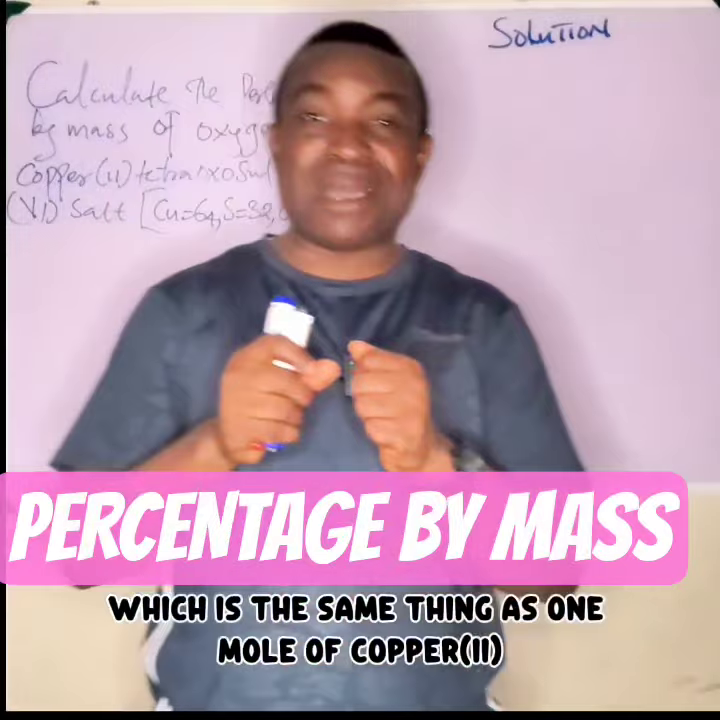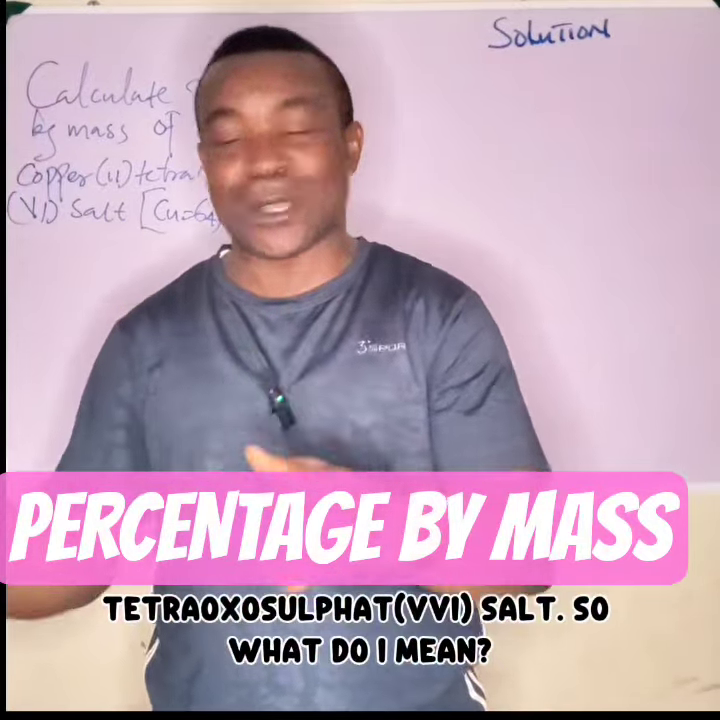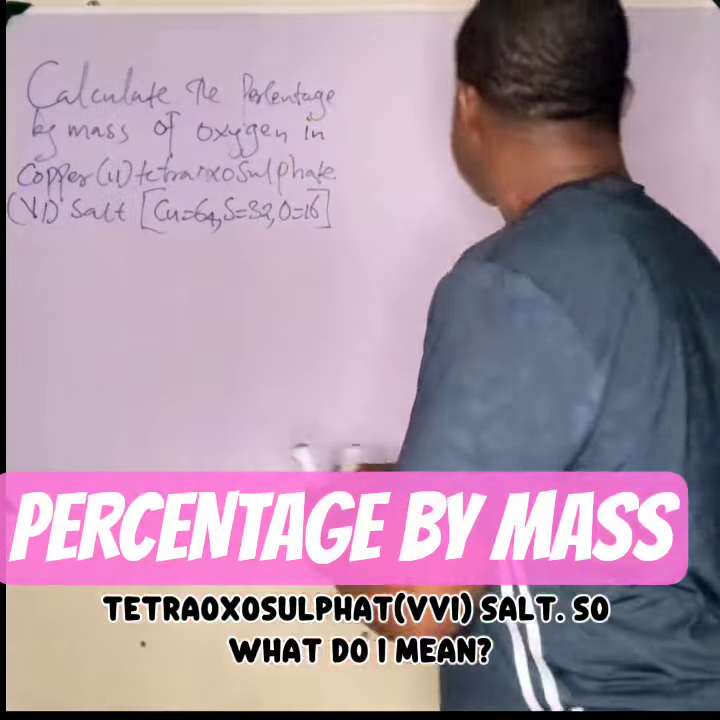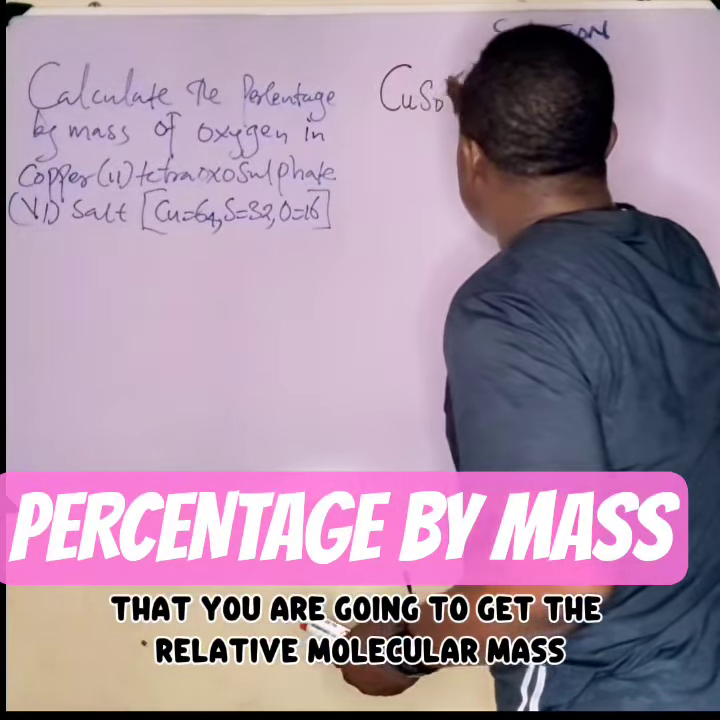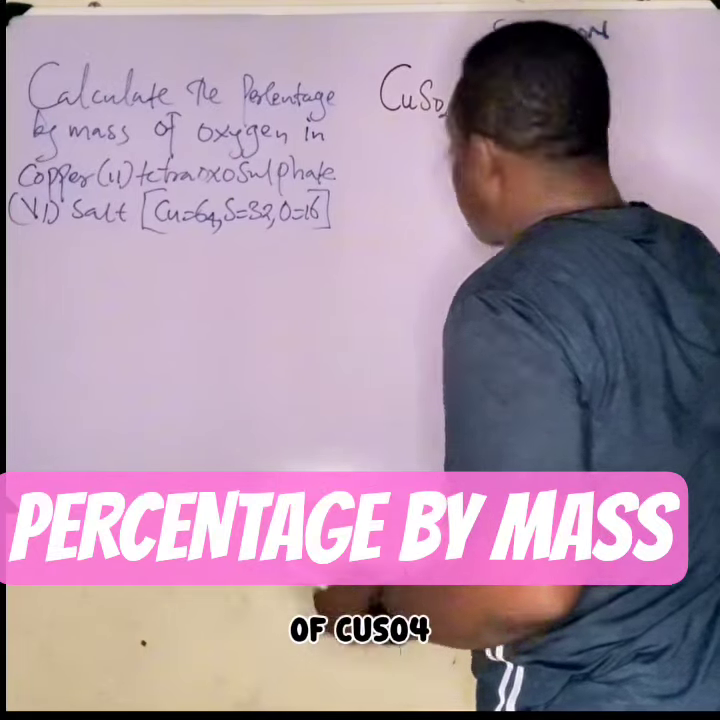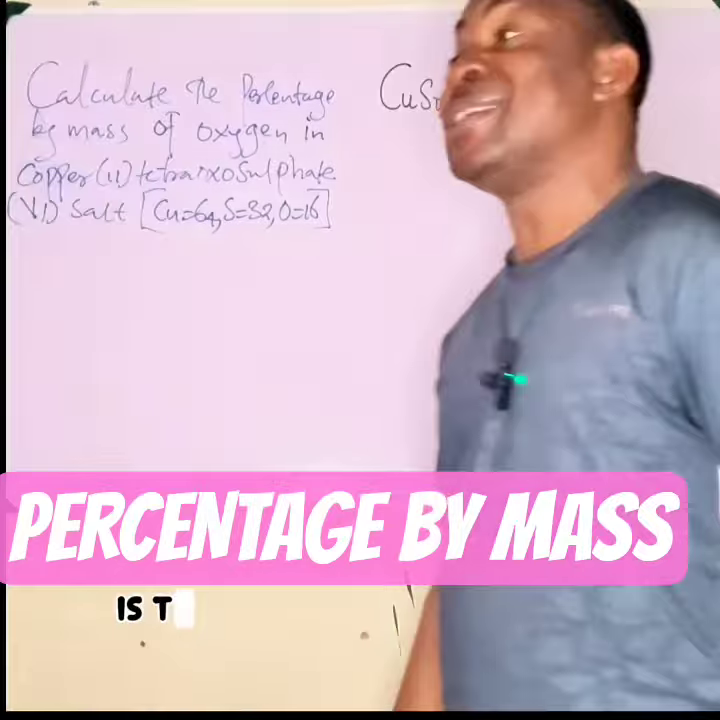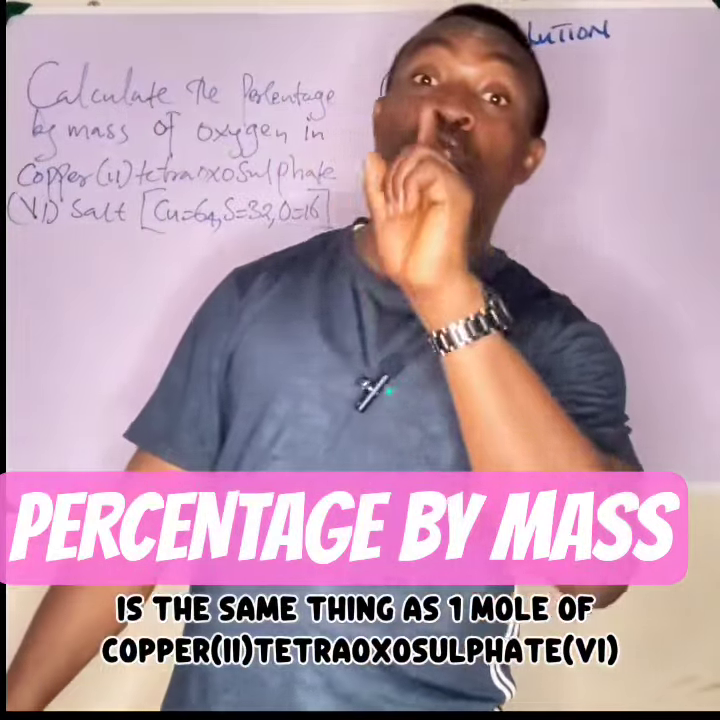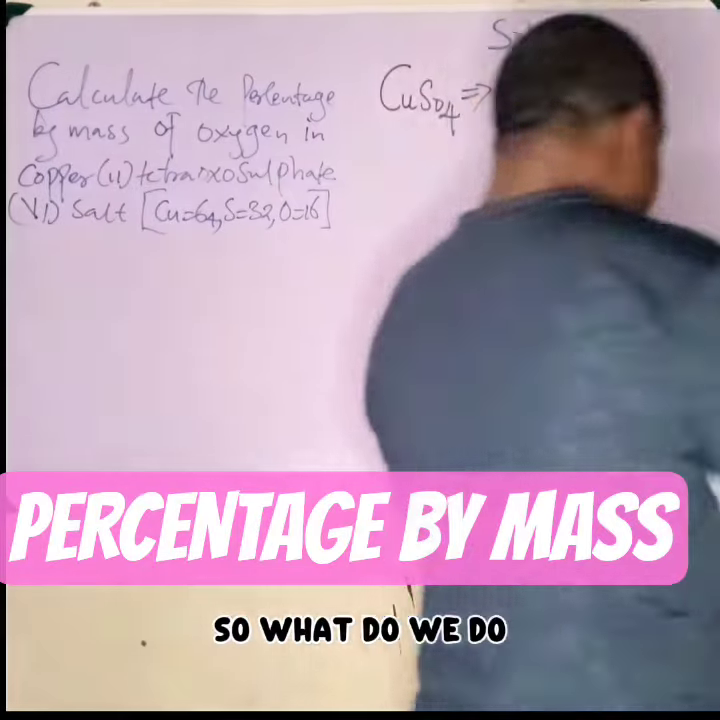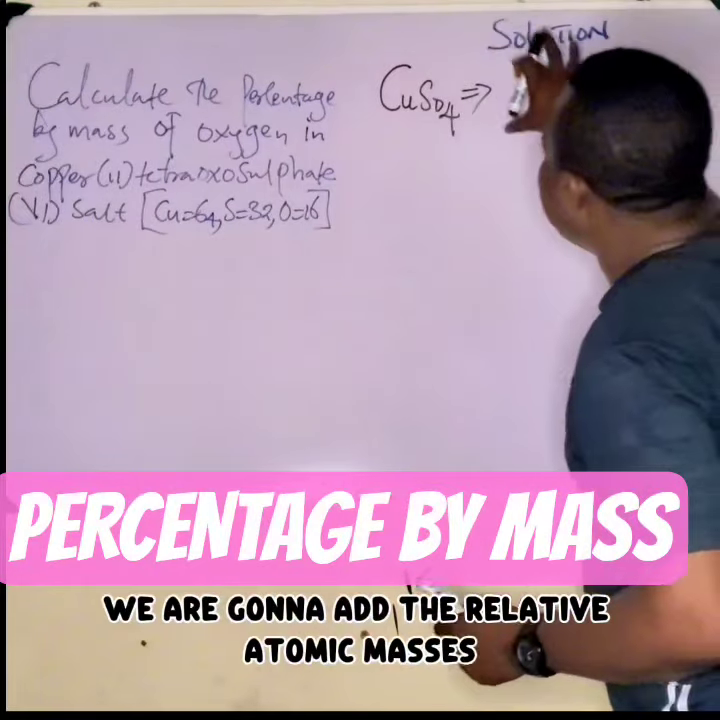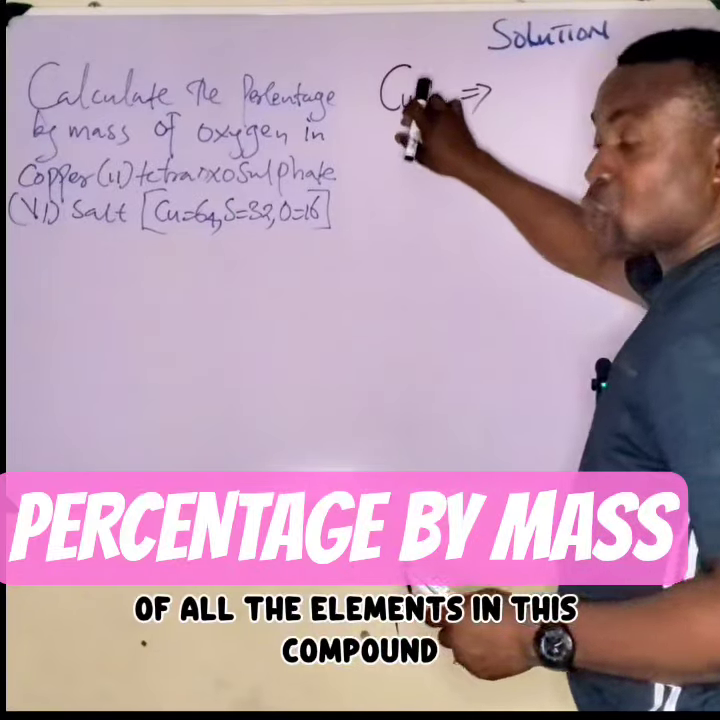salt, which is the same thing as 1 mole of copper(II) tetraoxosulfate(VI) salt. So what do I mean? It means that you are going to get the relative molecular mass of copper(II) tetraoxosulfate(VI). The relative molecular mass of copper(II) tetraoxosulfate(VI) is the same thing as 1 mole of copper(II) tetraoxosulfate(VI). So what do we do? We are going to add the relative atomic masses of all the elements in this compound.